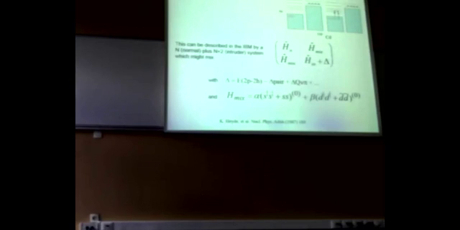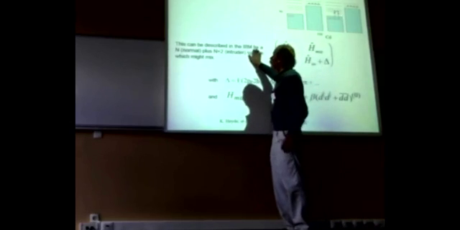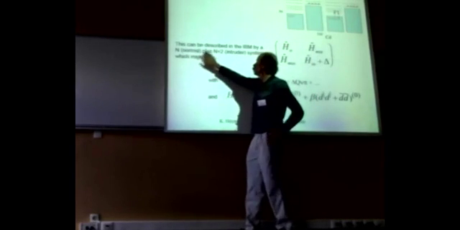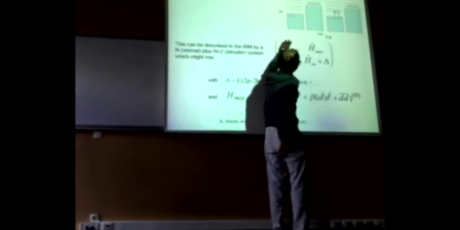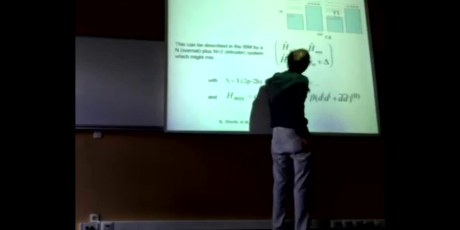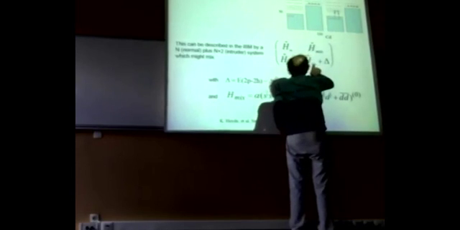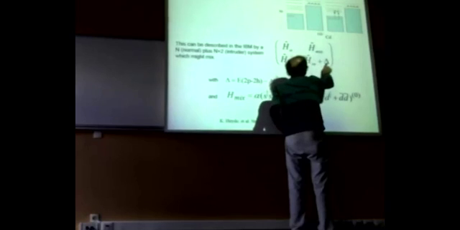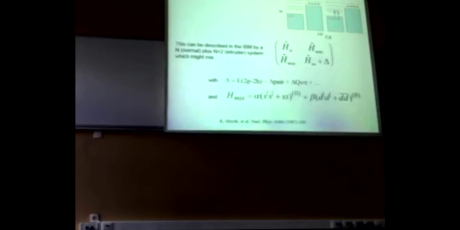Now, how can we describe that in the interacting boson model? We do that by having an n plus 2 system. So we have a block matrix with a Hamiltonian with n bosons, and we have an IBM Hamiltonian with n plus 2 bosons, and of course we have to add a shift in energy.